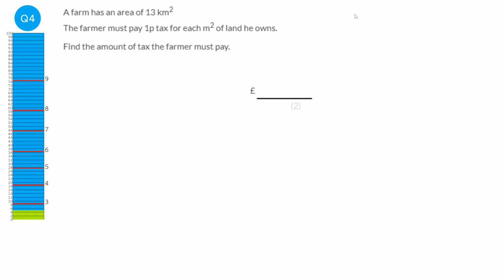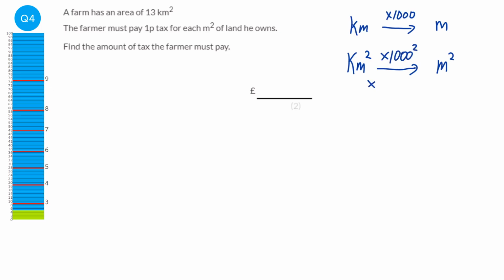So it's really important, first of all, we make clear about how we convert things. So if I've got a unit in kilometers and I want to convert it into meters, then we know we just times it by 1,000. So 2 kilometers is 2,000 meters. But if I have something in kilometers squared and I want to convert it into meters squared, I actually times it by 1,000 squared, which is 1,000 times 1,000.